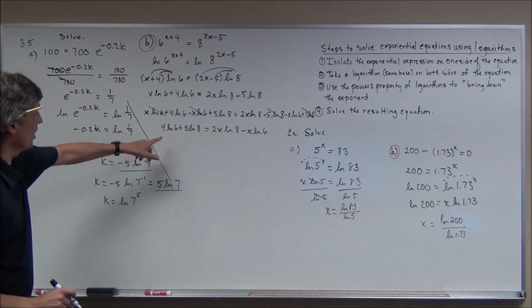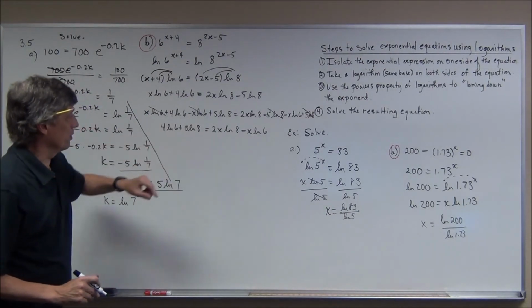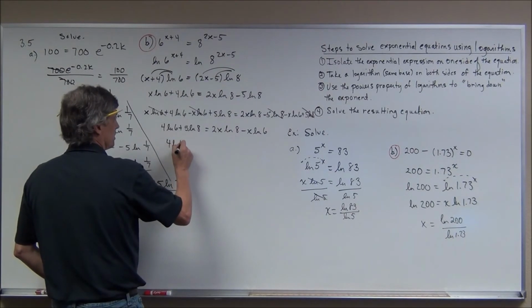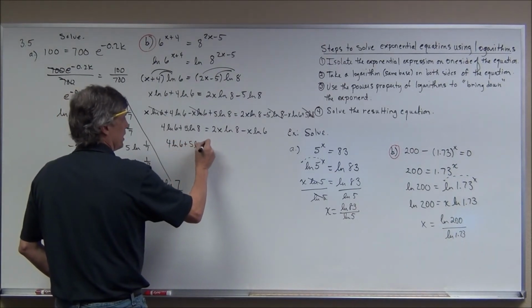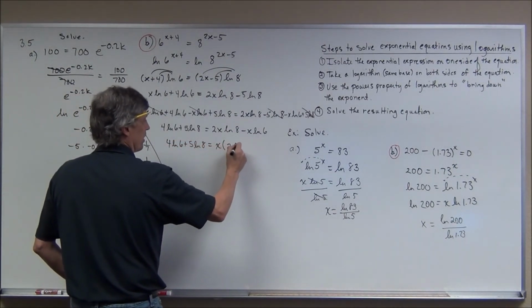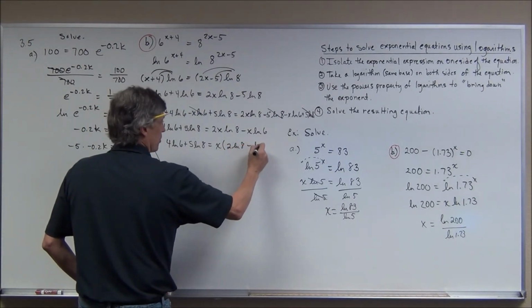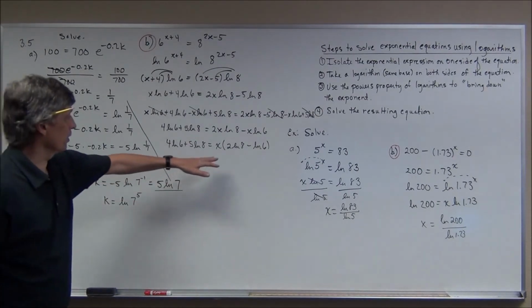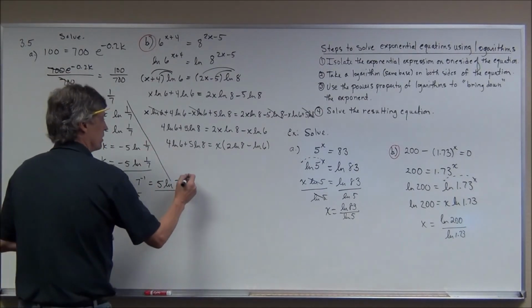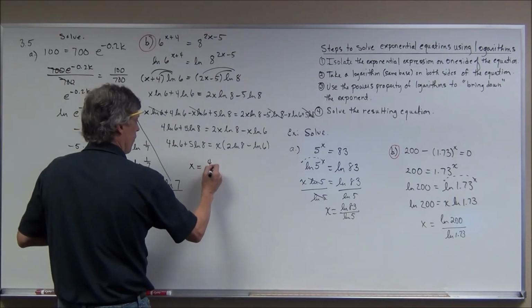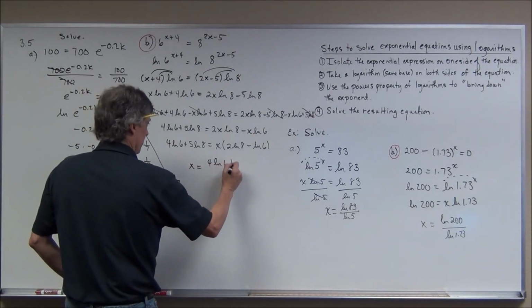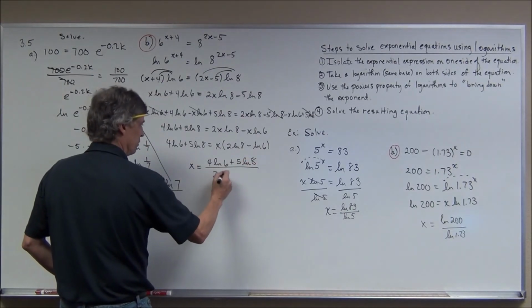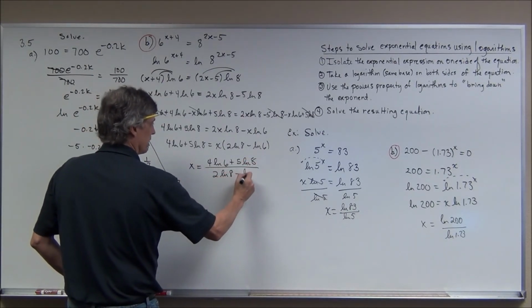All right, so now I'm going to get my variable. It's in both terms. I'm going to factor it out. I have 4 natural log of 6 plus 5 natural log of 8 is equal to x times the quantity 2 natural log of 8 minus the natural log of 6. I factored out the x, GCF, and then I'm going to divide by this. I'll flip-flop the sides one more time. I get x equals 4 natural log of 6 plus 5 natural log of 8, all over 2 natural log of 8 minus the natural log of 6.